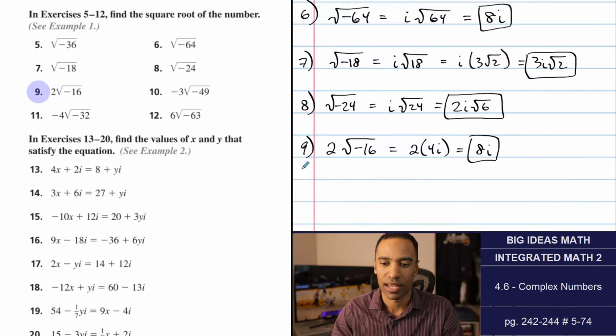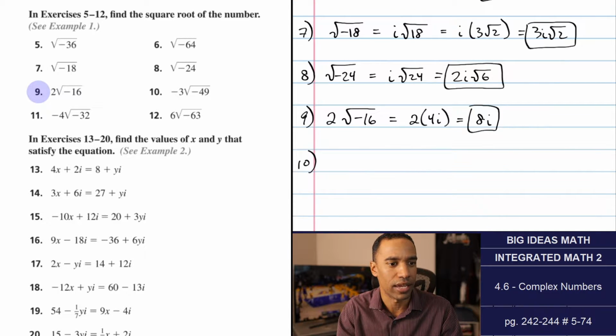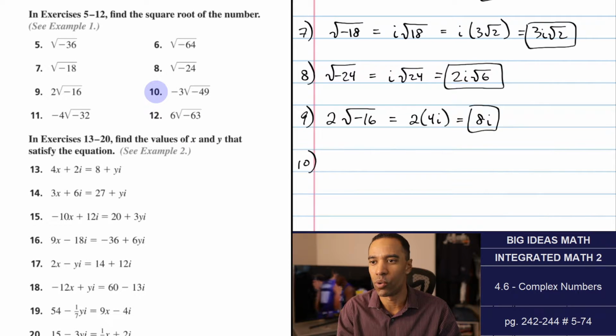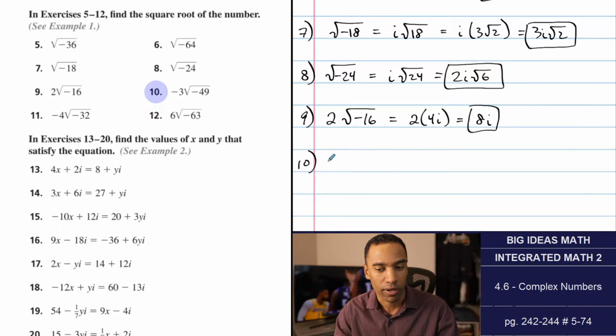So that becomes 8i, like so. See, this is pretty drill and kill, this part right here. A lot of them I think will be, because a lot of these are based off little algebra things, you know, or things previously from the chapter. Very easy parts.